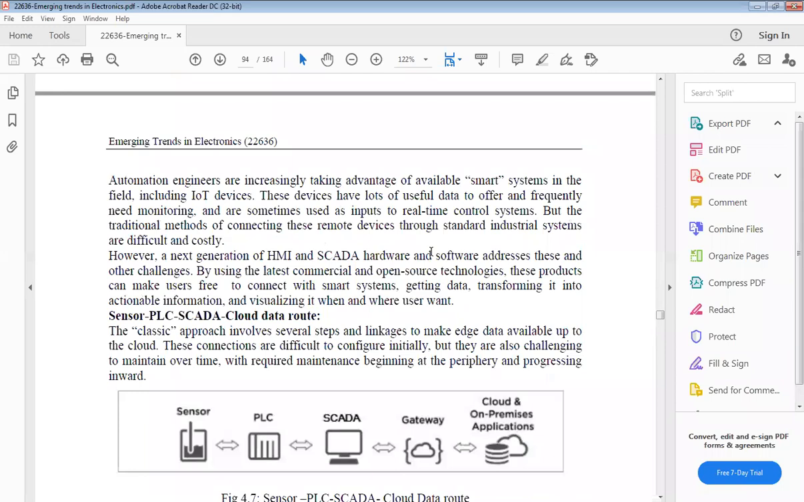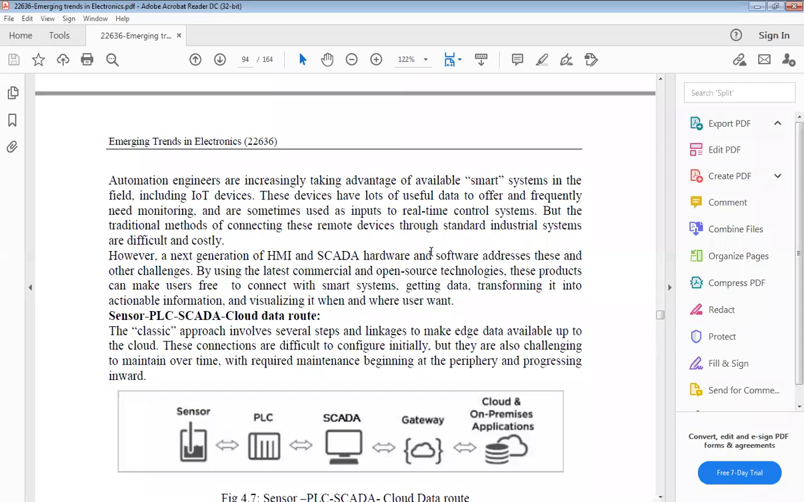Automation engineers are increasingly taking advantage of various smart systems in the field, including IoT devices. These devices have lots of useful data to offer and frequently need monitoring, and are sometimes used as inputs to the real-time control system. But the traditional method of connecting these remote devices through standard industrial systems is difficult and costly. However, the next generation of HMI and SCADA hardware and software addresses these and other challenges.